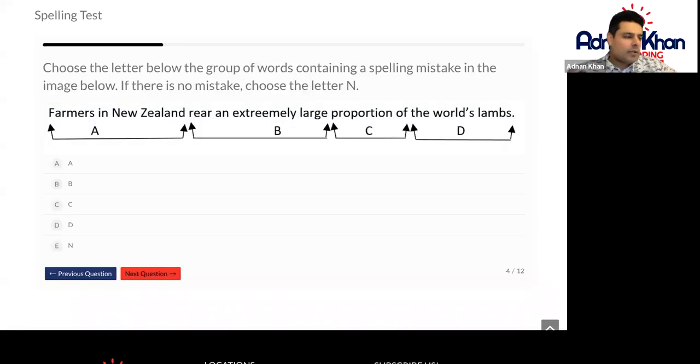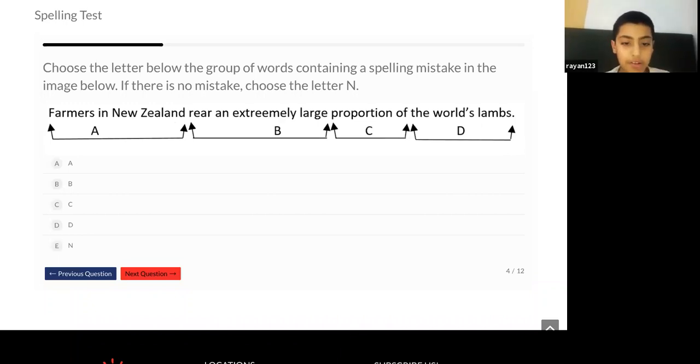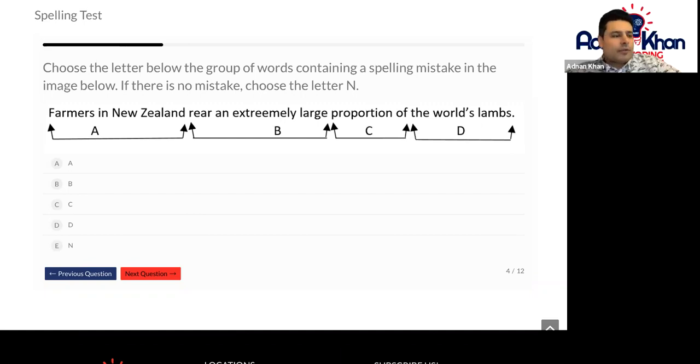And let's do the next one together as well. Read the sentence. Farmers in New Zealand rear an extremely large portion of world's lambs. What do you think for this one? B. Yeah, because the word extremely is spelled wrong. It should be AXTREAMELY. All right. Rian, thank you so much.